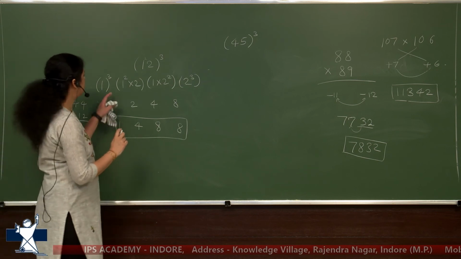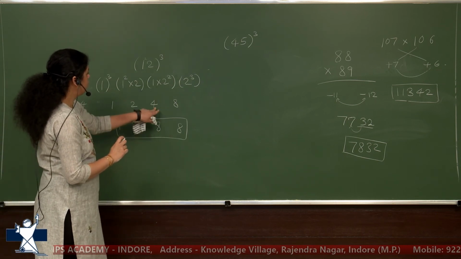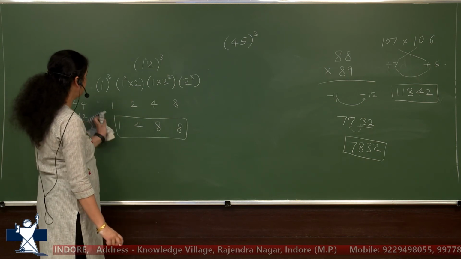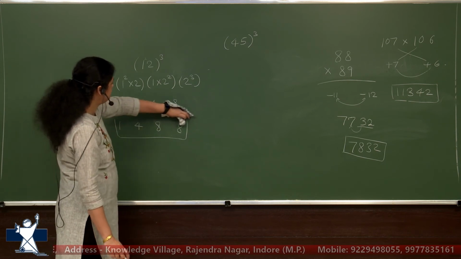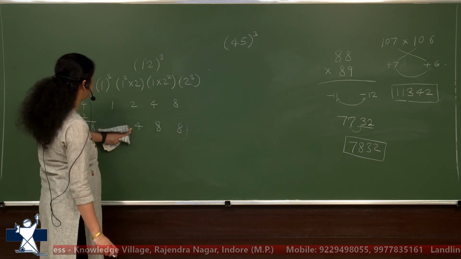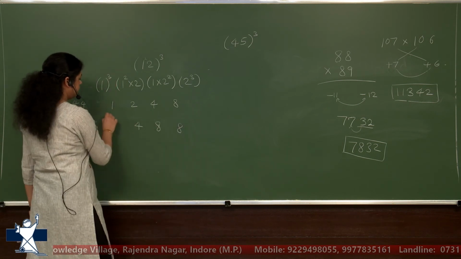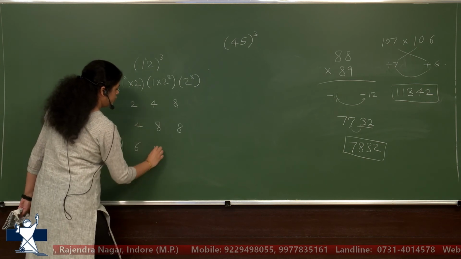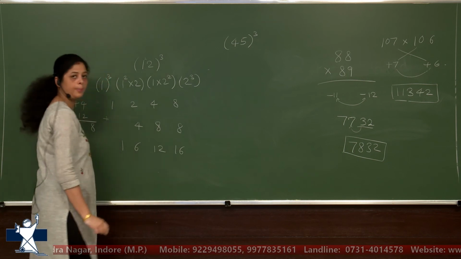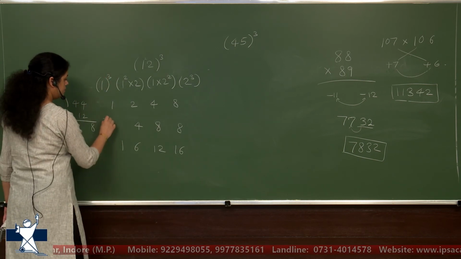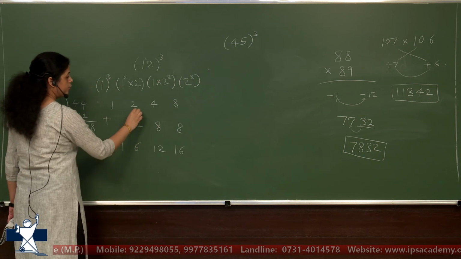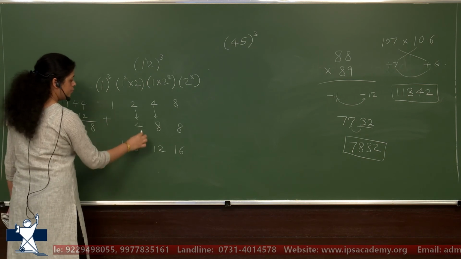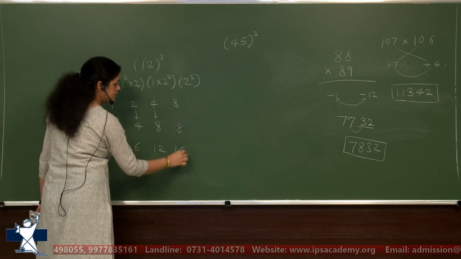Just a sec, I'm doing some mistake. 1, 2, 4, 8, right? Then we have to add it. I forgot. Just add these numbers, right? So 1, 6, 12, 16. You have to add these things. 1, 2, 4, 8. Then you have to double the middle two numbers. Then you have to add 4 and 2, 6, 8 and 4, 12, 8 and 8, 16.